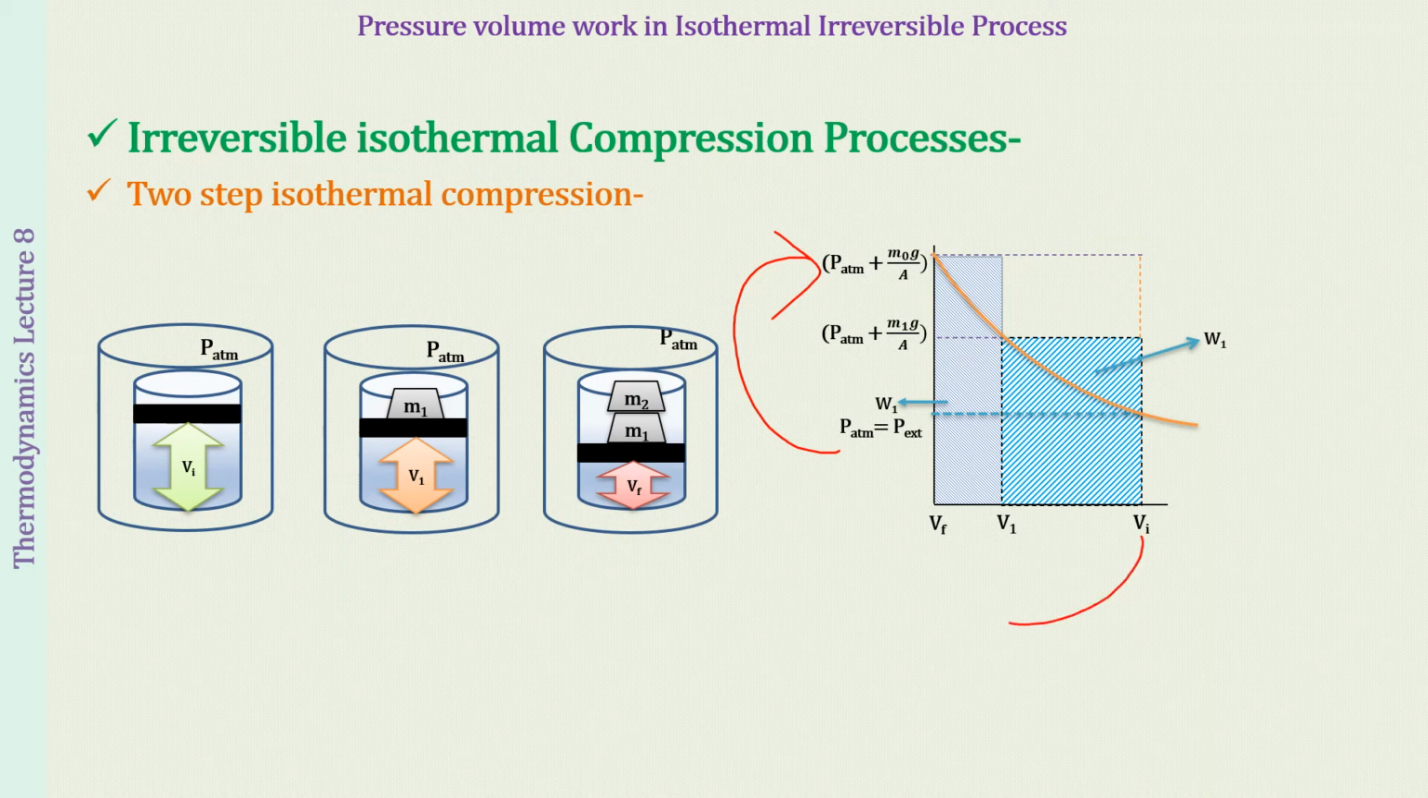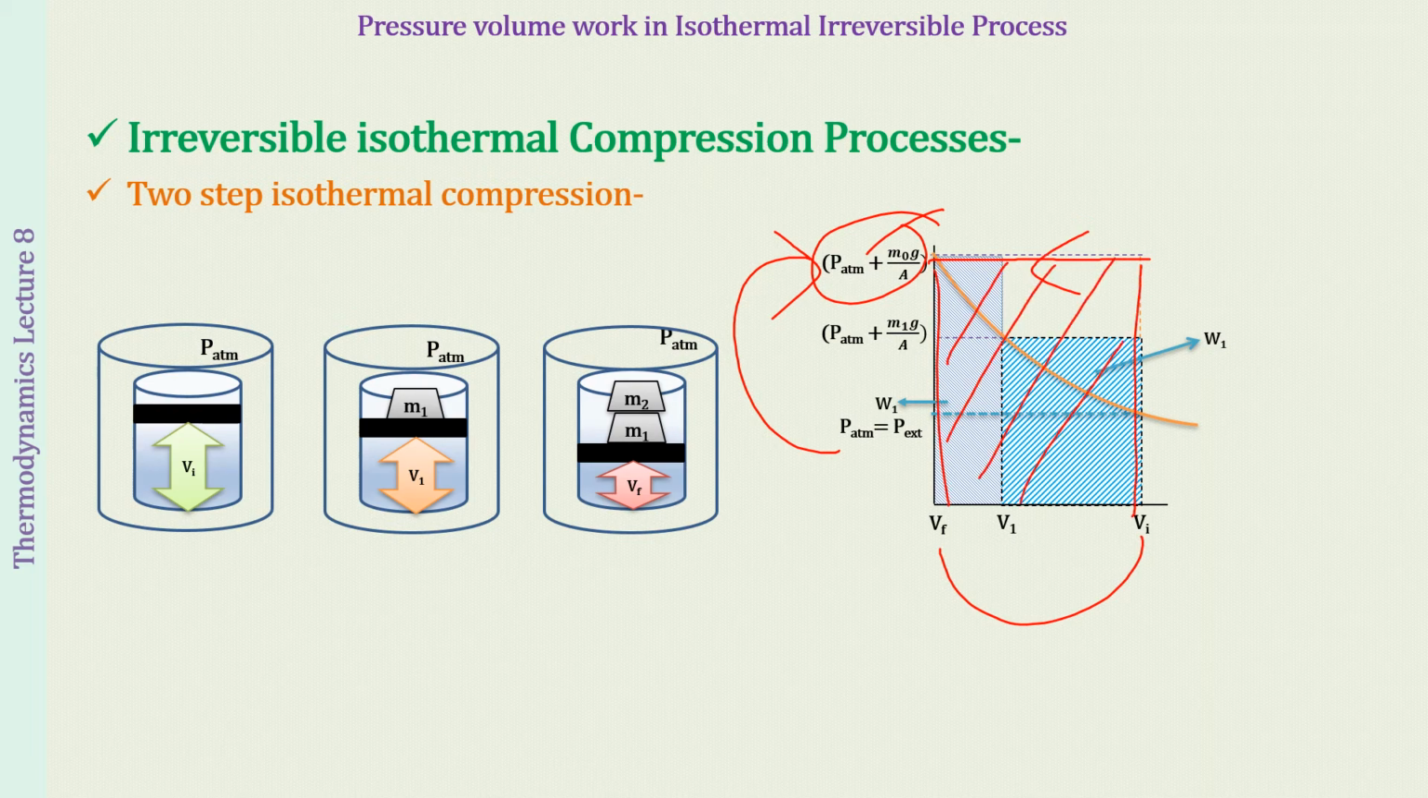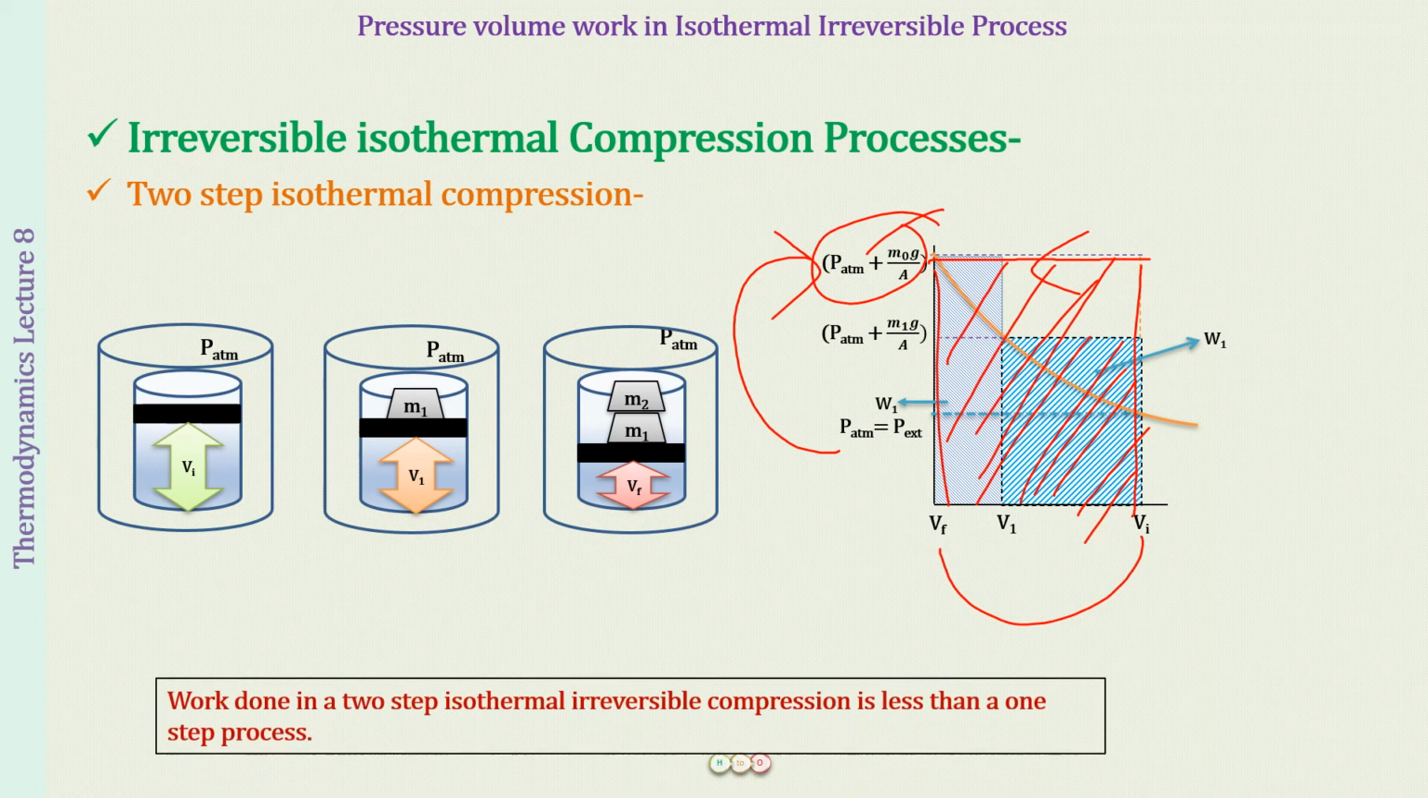So from V initial, we got this, right? This is against a constant external pressure of this value, where compression was taking place. So this was the total area, the work done in the single step process. And what this means is, in the single step process, the work done is going to be more than in the two-step process when we are having a compression, right?